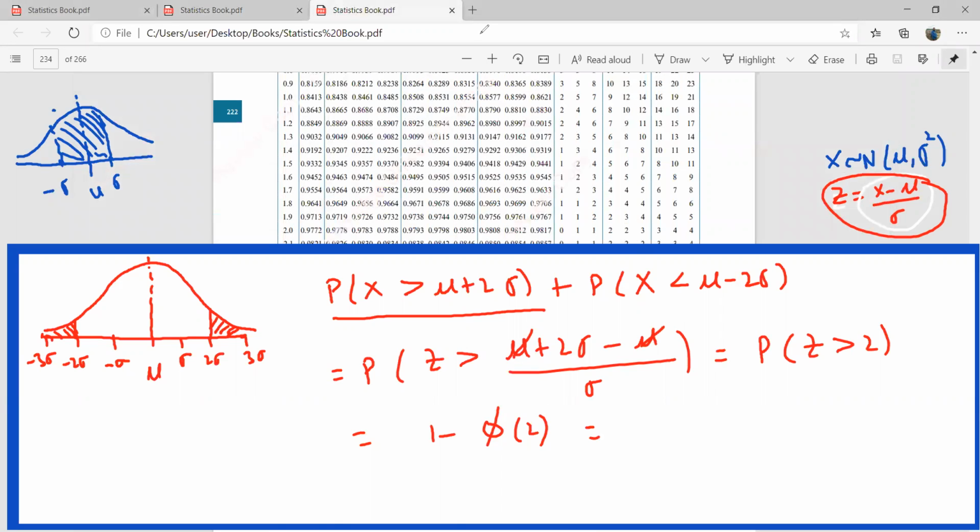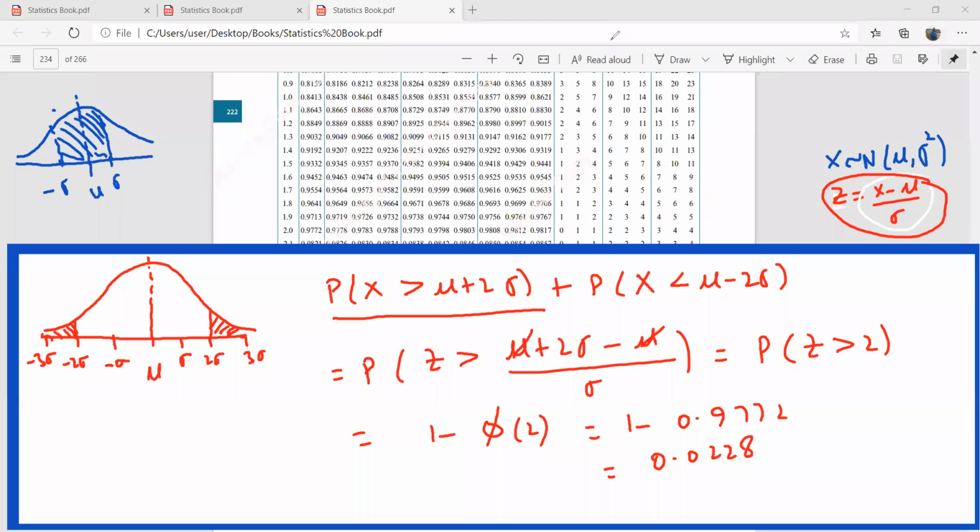Phi of 2 is 0.9772. 1 minus 0.9772. So this is 0.0228.